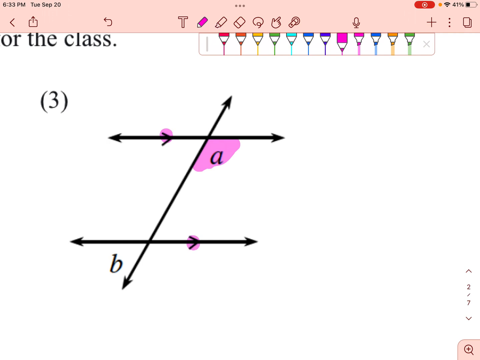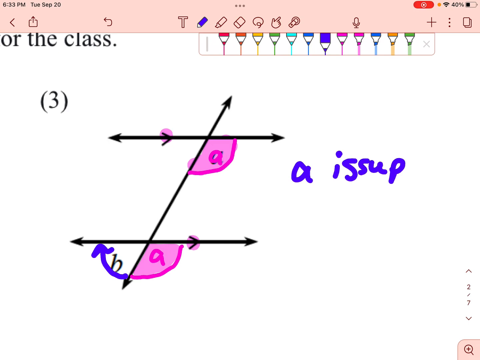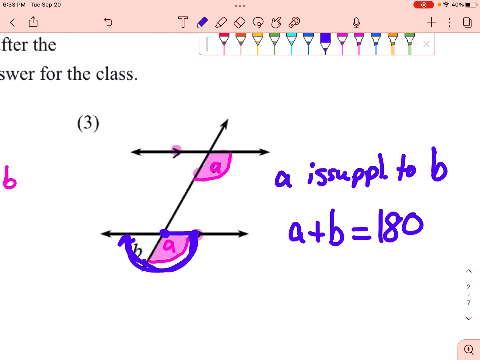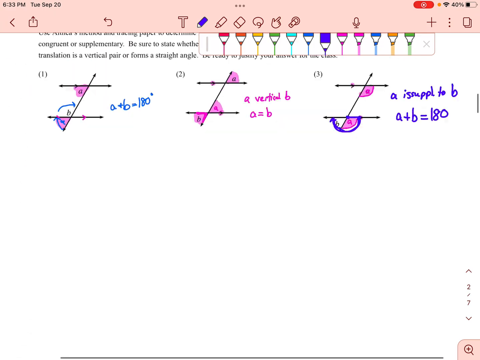Again, I have my parallel lines. I always check for that parallel line. I can take this angle A and I can slide it down my transversal because of the parallel lines. So angle A is the same as this angle A down here. And because angle A and B are next to each other, I would say A is supplemental to angle B. That means that A and B together add up to 180 degrees. You can see the windshield wipers swinging back and forth for A and B. So A and B are supplementary.